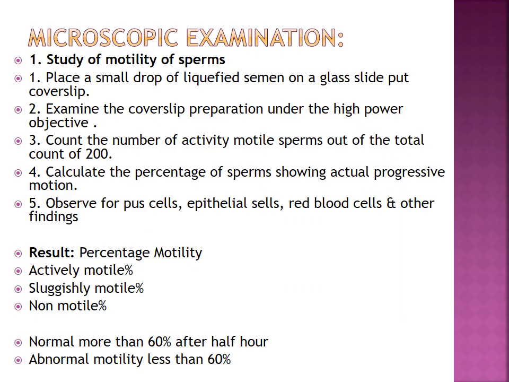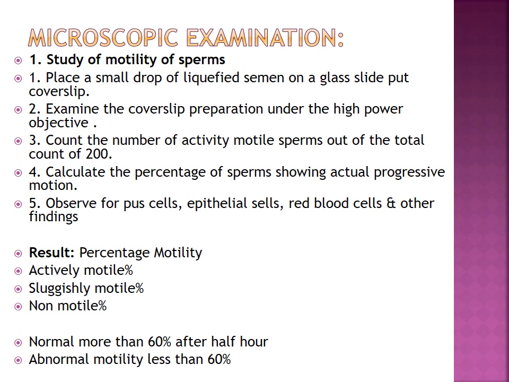Hello students, now we will see microscopic examination of semen. So in that first is the motility of the sperms. For that you have to take one drop of sample after liquefaction on the slide, put a cover slip and then see the motility. On average you have to count 200 sperms and then observe the motility in percentage.